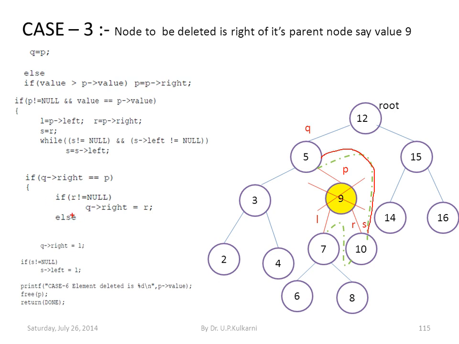See here. If q.right equals p, that means if it is the right side, then what you do is: if r is not equal to null, that means there is some subtree for the node p which you are deleting, then q.right equals r. That means if there is a subtree for the node which you are deleting, then simply make q.right equal to r. That's all.